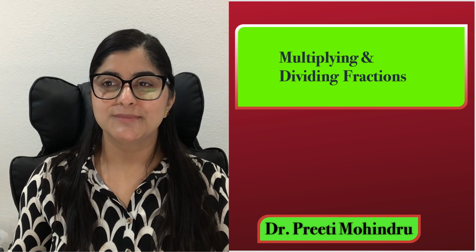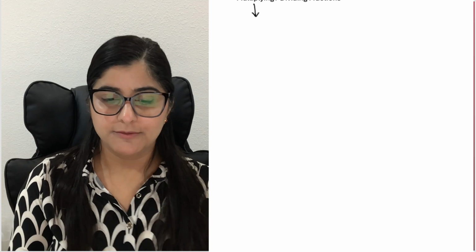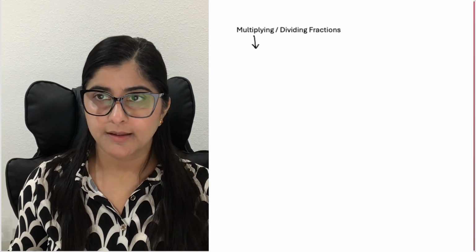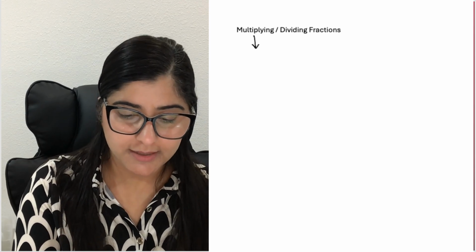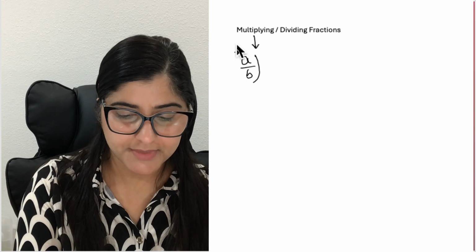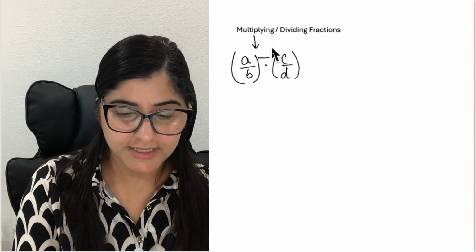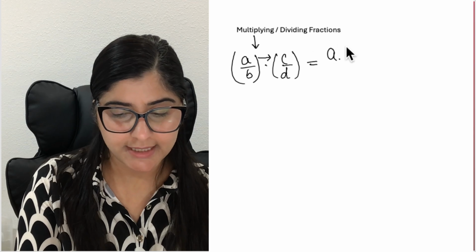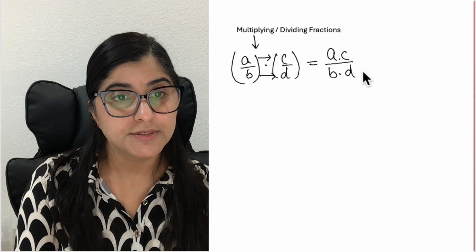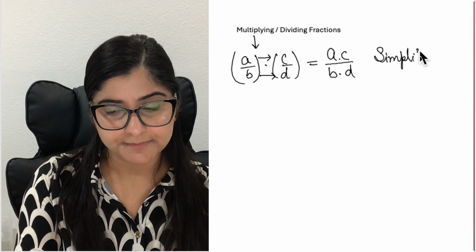Now we will learn how to multiply and divide fractions. So let's first talk about multiplying fractions. Whenever we are multiplying two fractions like a over b times c over d, we multiply numerator with numerator, that is a times c, and denominator with denominator, that is b times d. And then we simplify it as much as we can.